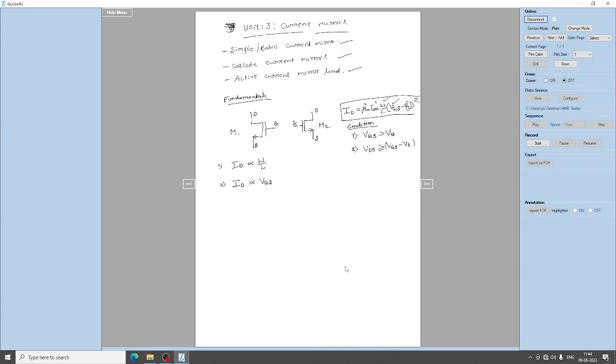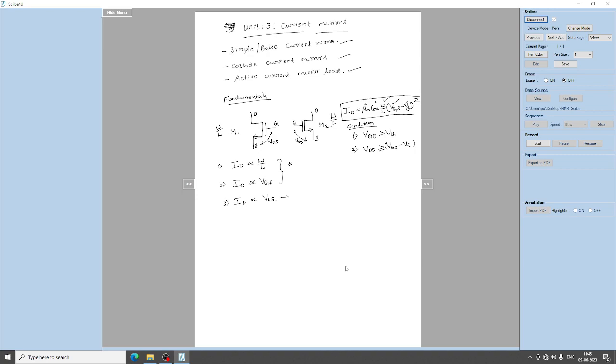We have another condition, that ID is proportional to VDS. If we have two devices, W by L of M1 and W by L of M2 should be the same, and the current flowing through the device is directly related to VGS. If the gate to source voltages of both devices are the same, then it is said to be mirrored. That means the same amount of current flows through both devices M1 and M2. So this is VGS and this is another VGS. These two conditions are important, whereas this one can be different.